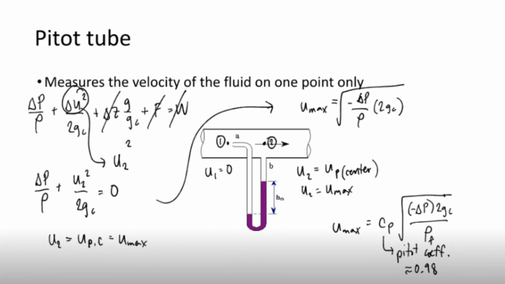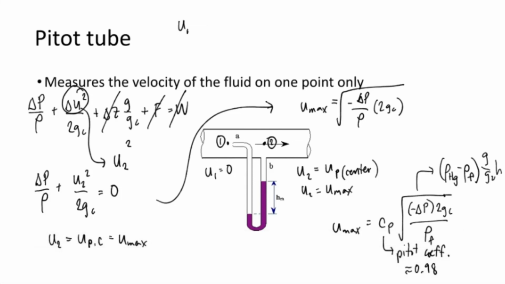And as always, the pressure drop can be expressed in terms of rho gh, that is the density difference between the manometric fluid and the governing fluid, times g over gc times h. Now let's talk about the conversion between maximum velocity and average velocity. As we have established, the maximum velocity cannot be used to determine the volumetric flow rates and the mass flow rates. We first have to convert the maximum velocity to average velocity.